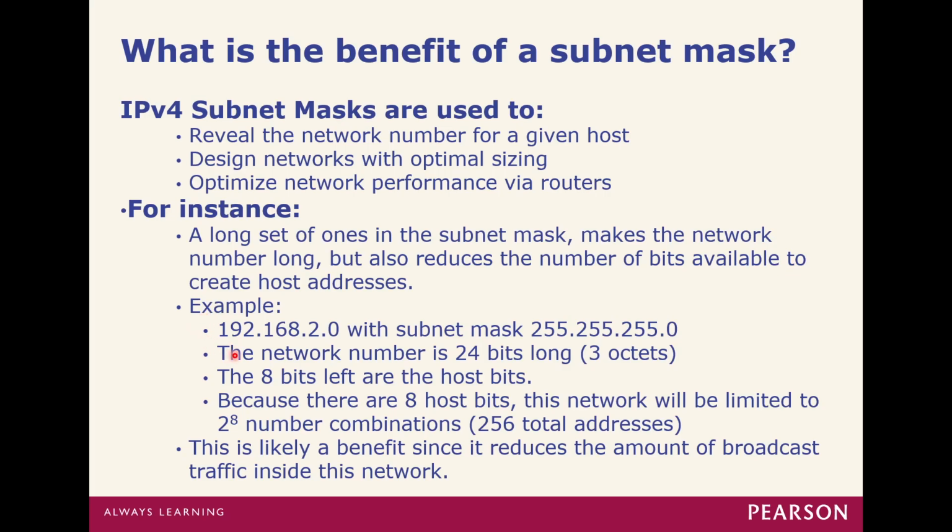So here you have 192.168.2.0. I know it is class C because you have 255 in here. When you have 3 of these, you have class C. When you have 2 of these, you have class B. And when you have only one 255, you have class A.